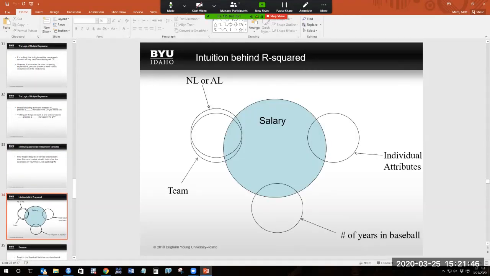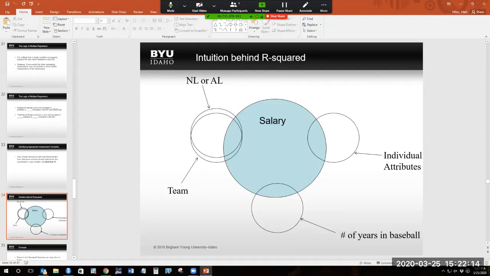So here's an example. We'll use actual baseball salary data. This blue circle represents, hypothetically, all the variation that exists in baseball salary. Maybe good players make more salary. Maybe the longer you're in baseball, the higher salary you'll earn. Maybe the team you play for matters, or maybe whether you're in the American League or the National League matters.